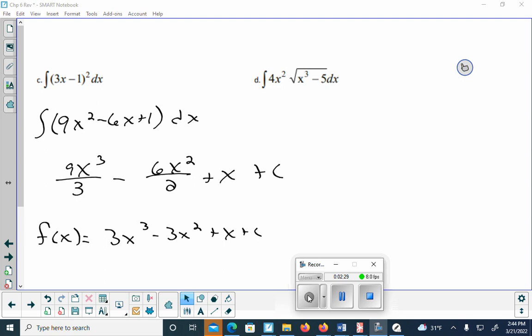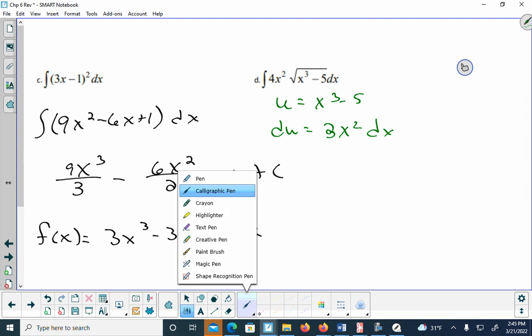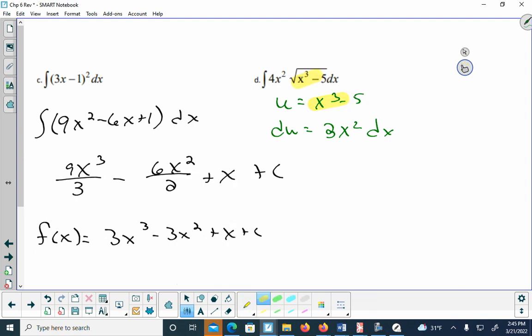Okay, for letter B, I'm going to rewrite that. I'm looking at this one, I'm actually going to have to do u-substitution. So I'm going to say u equals x cubed minus 5. I'm going to take the derivative of 3x squared with respect to x, and then I'm going to look at what I have. So, in my highlighters, I'm going to have my u there, and then I have x squared dx. So I'm going to have to make 1/3 du the x squared dx.